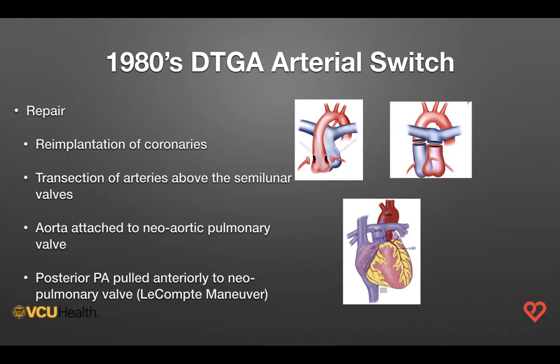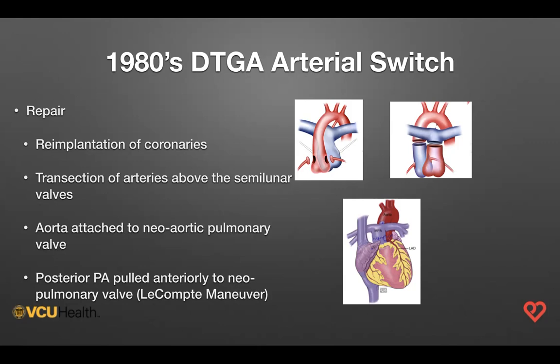So what does this involve? It involves, one, reimplantation of the coronaries. So you see the buttons being taken off the aorta and being placed on the pulmonary artery. You have transection of the pulmonary arteries above the semilunar valves. So you can see we've cut them, and then we reattach it. When we reattach it, we are pulling that PA more anteriorly, which is called the LeCompte maneuver. I will show you pictures of this.